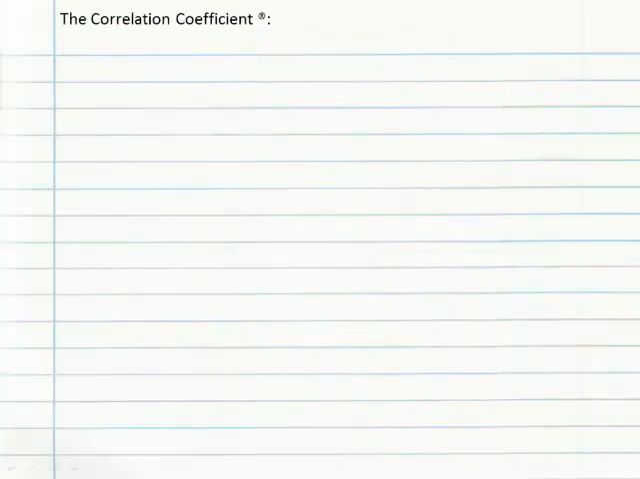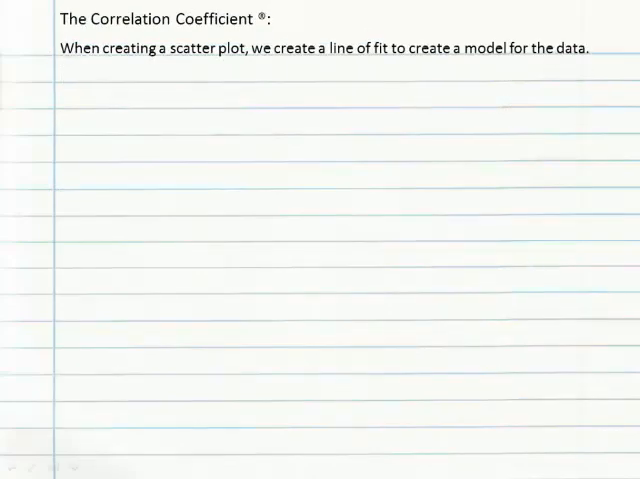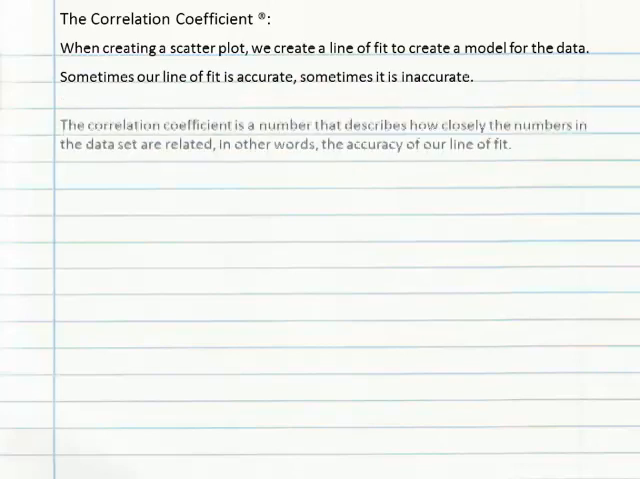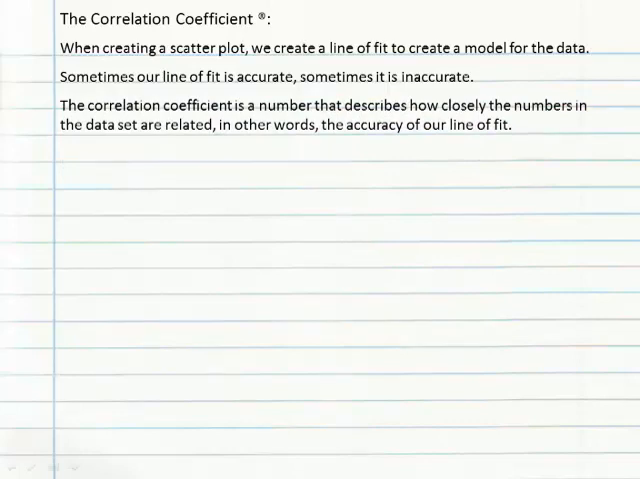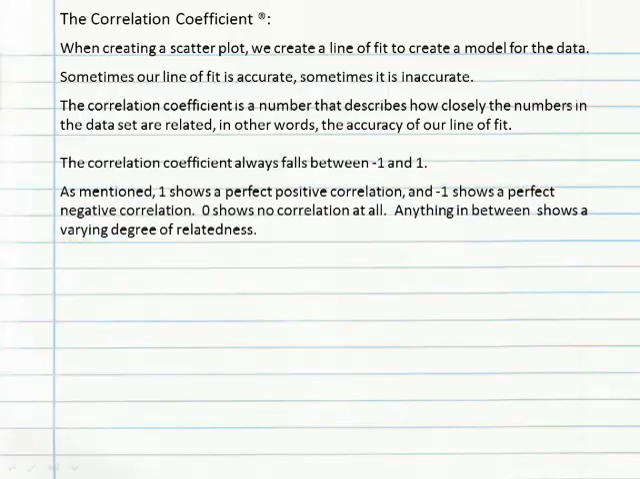There's something called a correlation coefficient. When you create a scatter plot, you create a line of fit to create a model for the data. Sometimes the line of fit is accurate, and sometimes it's inaccurate. The correlation coefficient is a number that describes how closely the numbers in the data set are related, so the accuracy of our line of fit. The correlation coefficient is always between -1 and 1. As we mentioned earlier, 1 shows a perfect positive correlation, -1 shows a perfect negative correlation, 0 shows no correlation at all, and anything in between shows a varying degree of relatedness.